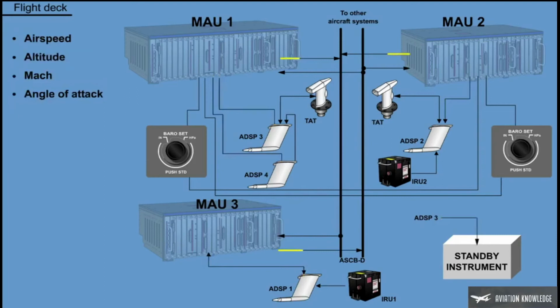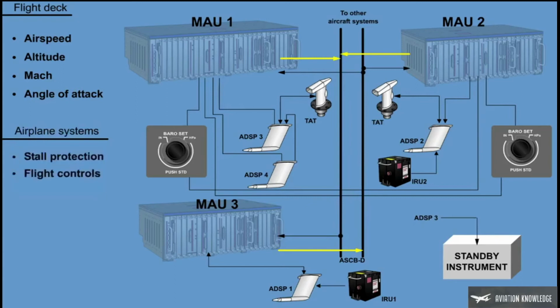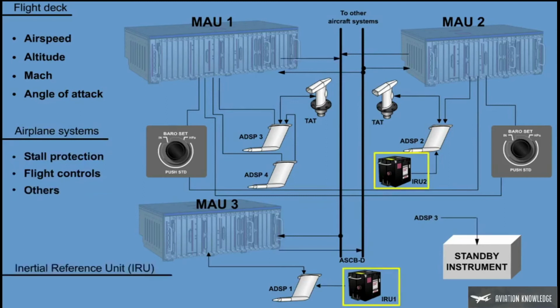The ADA corrects the local air data values received from the Air Data System. This air data information is also sent to airplane systems that require air data input, such as stall protection, flight controls, and others. The Micro Inertial Reference Unit, IRU, uses air data to calculate wind-related parameters.